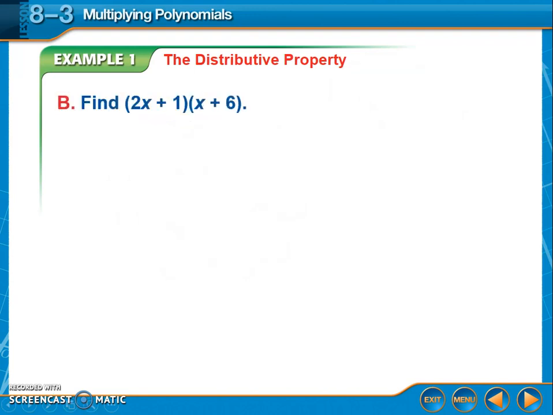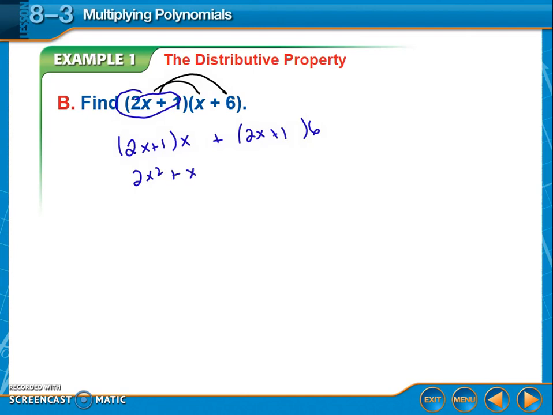Okay, so we're going to do this again. So I take the first part times each of those parts. So I get 2x plus 1 times x plus 2x plus 1 times 6. So distributing that x, I get 2x squared plus x, and distributing 6, I get 12x plus 6. Combining like terms, I get 2x squared plus 13x plus 6.